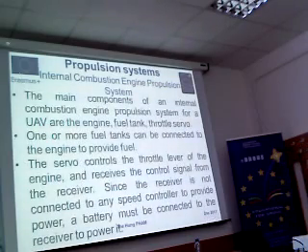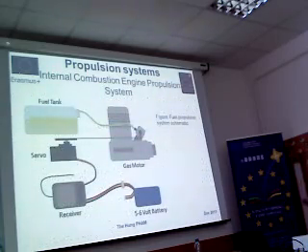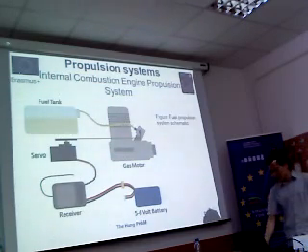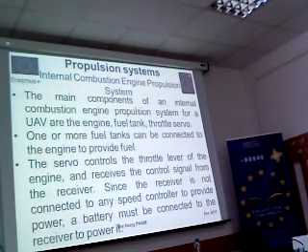So the main components of an internal combustion engine propulsion system for a UAV are the engine, the fuel tank, and the throttle servo. The throttle servo is the servo motor used to control the amount of gas that will be burned. One or more fuel tanks can be connected to the engine to provide fuel. In this picture you see that we have only one tank, but in some circumstances you can add maybe two fuel tanks to have more power and get more flight time.